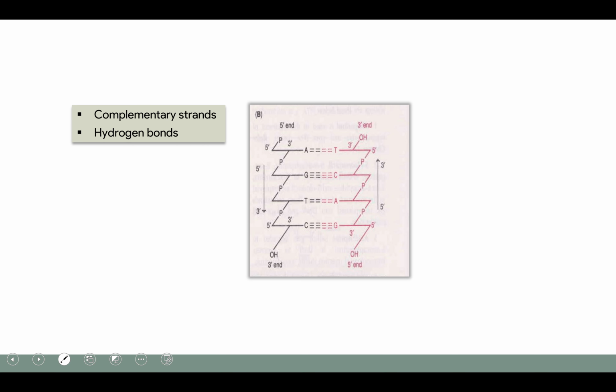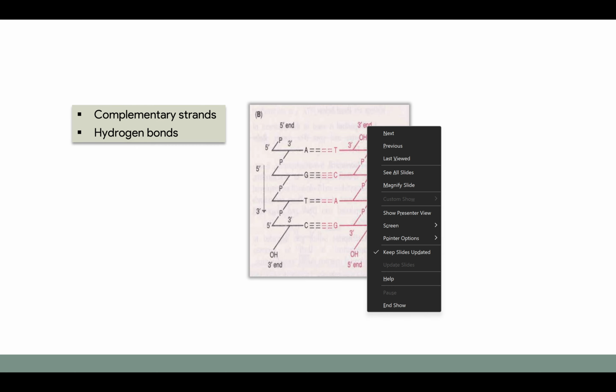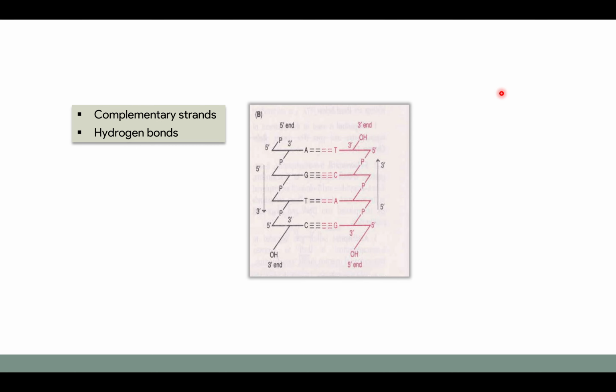The two strands are complementary, as we can see that A pairs with T and G pairs with C, and they run in an antiparallel manner, as I stated earlier, that is 5' to 3' for one and 3' to 5' for the other. The two strands are attached to each other via hydrogen bonds. Between A and T there are 2 hydrogen bonds, whereas between G and C there are 3 hydrogen bonds.